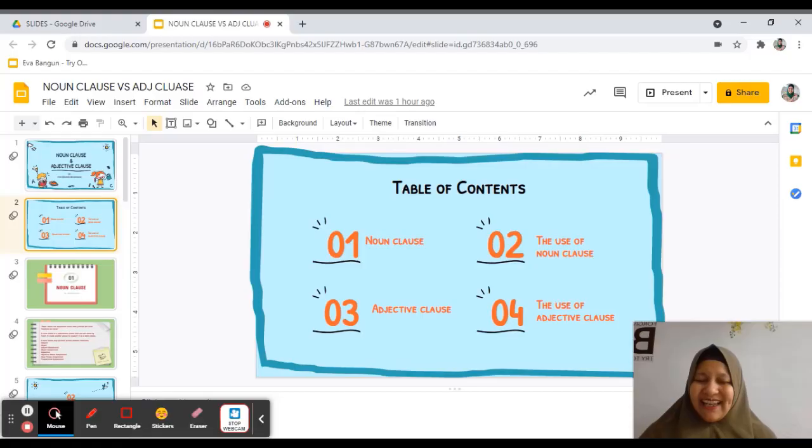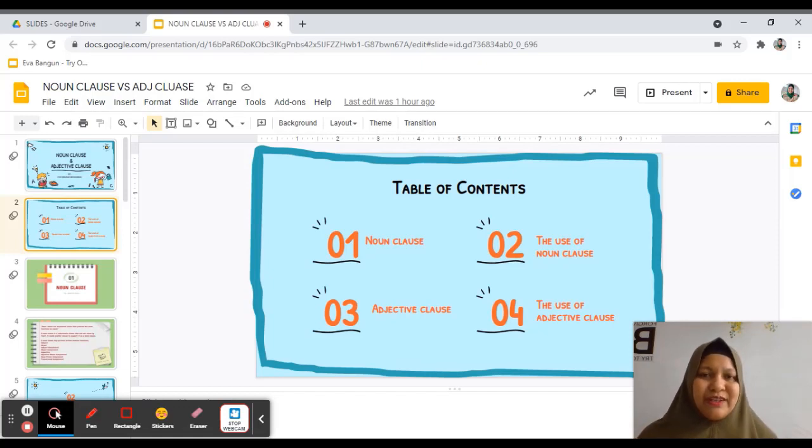Today we are going to discuss noun clause and adjective clause. But to know further about these clauses, let's pay attention to the explanations. Happy learning! Okay, now let's start to discuss noun clause and adjective clause.